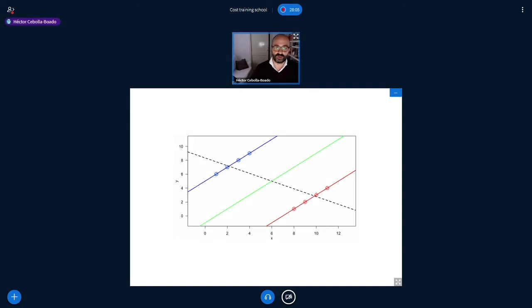If you don't take into consideration the context, you may end up saying that this correlation is negative, as the dashed line shows, instead of positive as the green line shows.